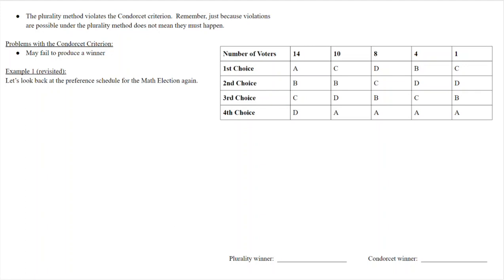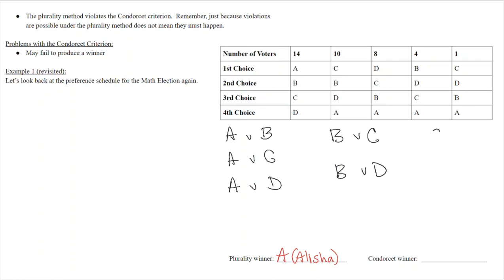So let's go back to the Math Appreciation Society election. We want to first copy down our results by plurality. Alicia was the winner. Now let's figure out the Condorcet winner. So we have 4 candidates. So we have 4 choose 2, which is 6 head-to-head matchups.